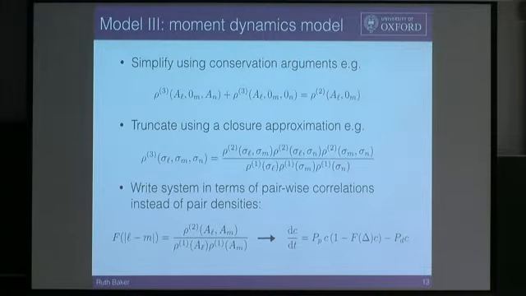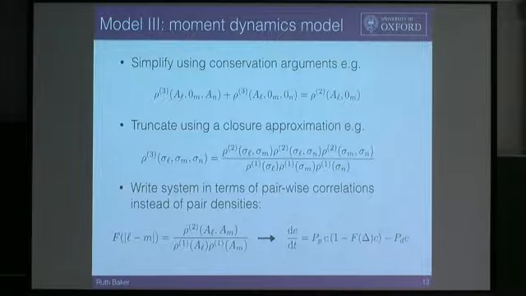Okay, so I need to make a closure argument, because otherwise I'm going to have a set of equations for all the individual site occupancies, another set for all the pairwise ones, and then for all the triplets, and so on. And I don't want to do that. So I'm going to truncate the system using a closure approximation. The details of what it is are sort of by the by in some senses. There are lots of choices, but this one works quite well.